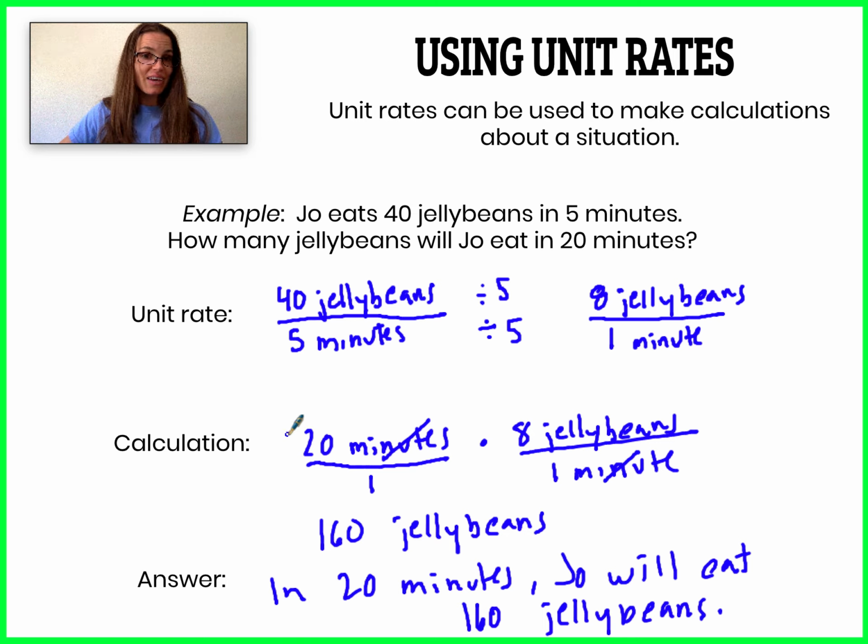When you're performing your calculation, you don't need to write this invisible denominator of 1. Just know you're multiplying, for example, 20 by 8. And because we have the same unit, minute and minute, in the numerator and the denominator, the unit that we are left with is just jelly beans.